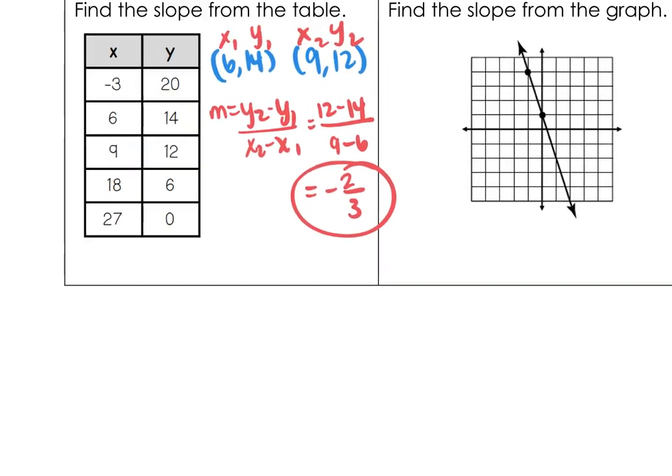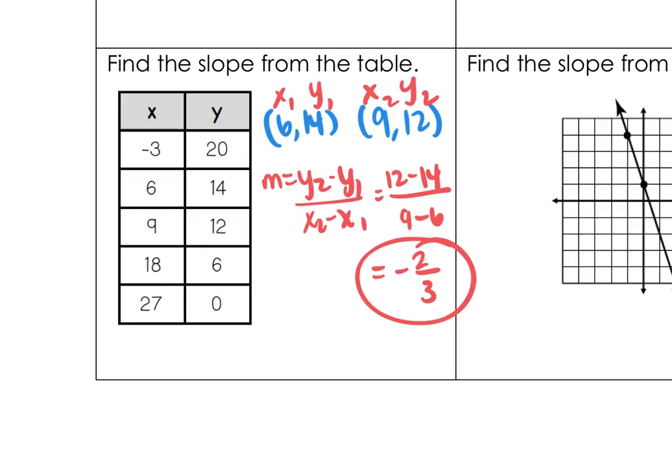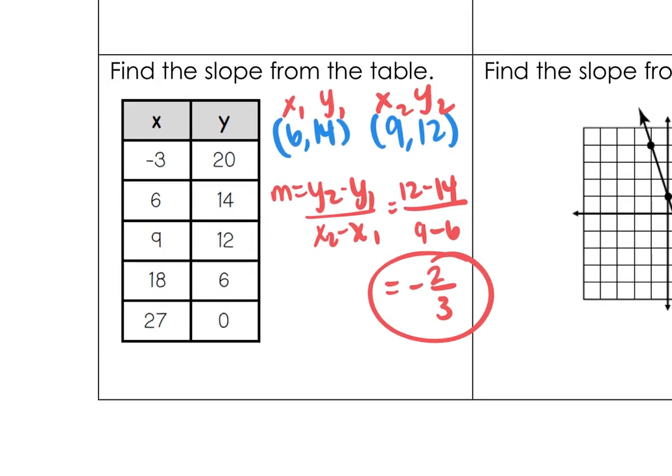All right, let's see how we did here. So I picked the points (6, 14) and (9, 12) because I saw the negative sign in this point and I was like, maybe not. If you chose negative 3, 20, again, no matter what 2 points you chose, your slope should have reduced down to a negative 2 over 3.